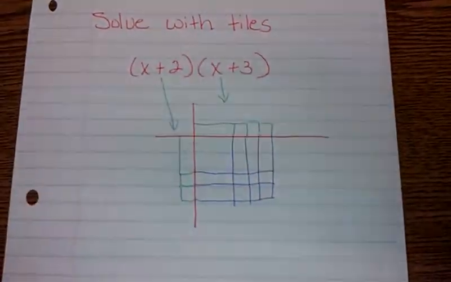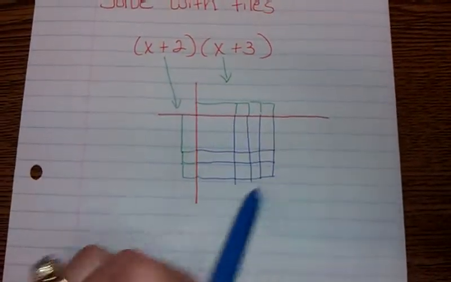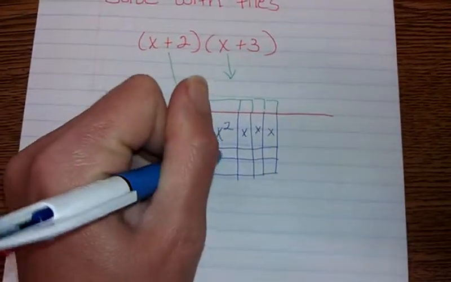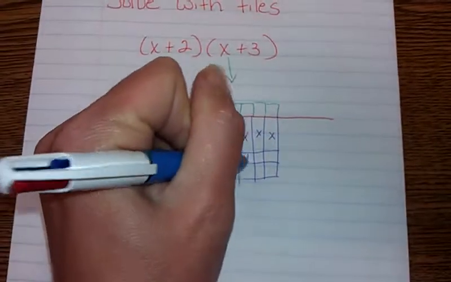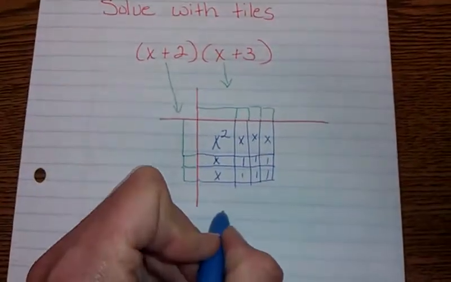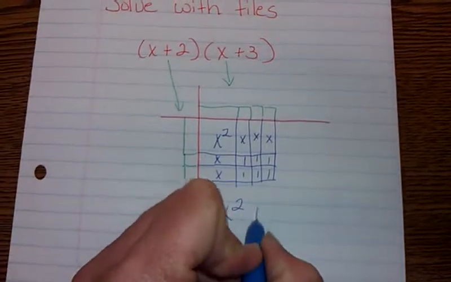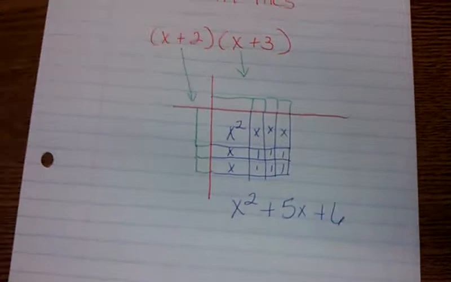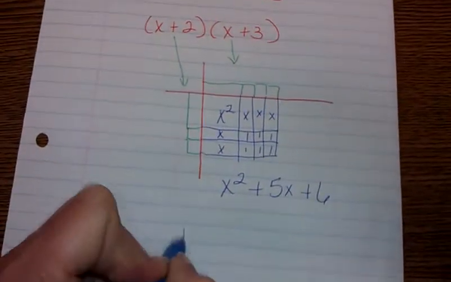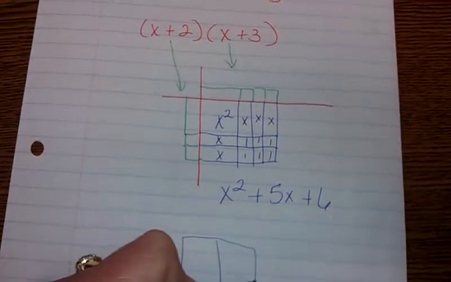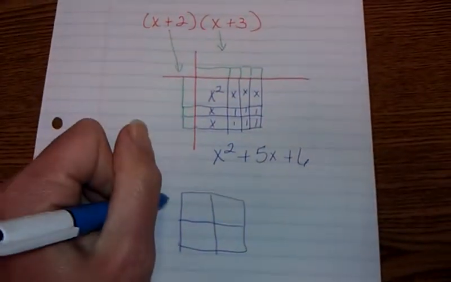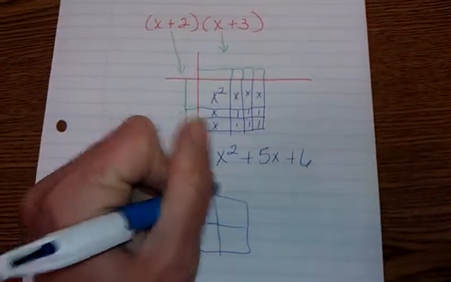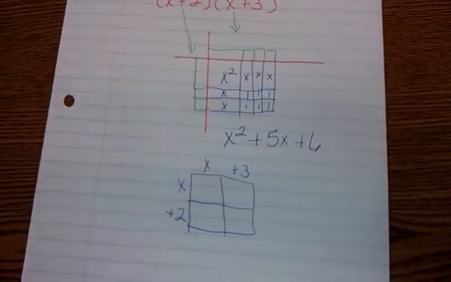And as you continue to draw that, you find your answer. Your product is right here. I have an x squared, I have my x's, and then I have my units. Well, my product is x squared plus 5x plus 6. If I wanted to do the box, I could, and I would put x plus 2 here, and then the other one is x plus 3. Well, I'd end up getting the same answer.